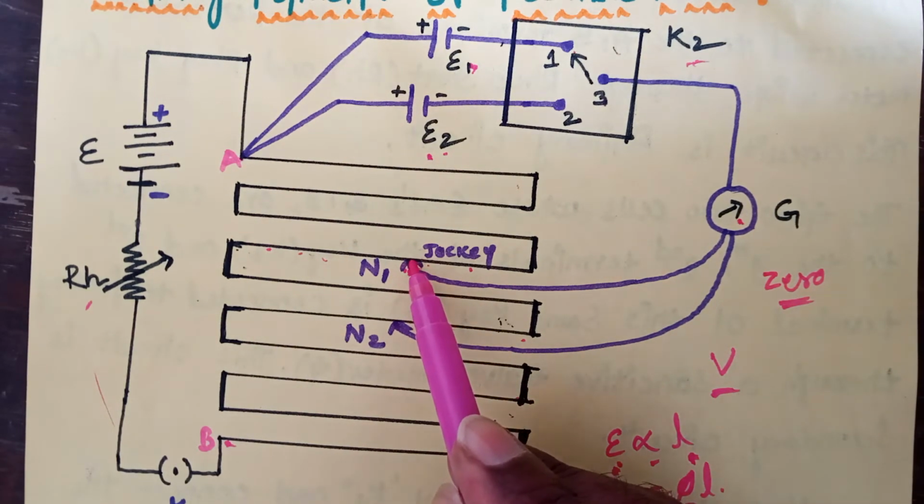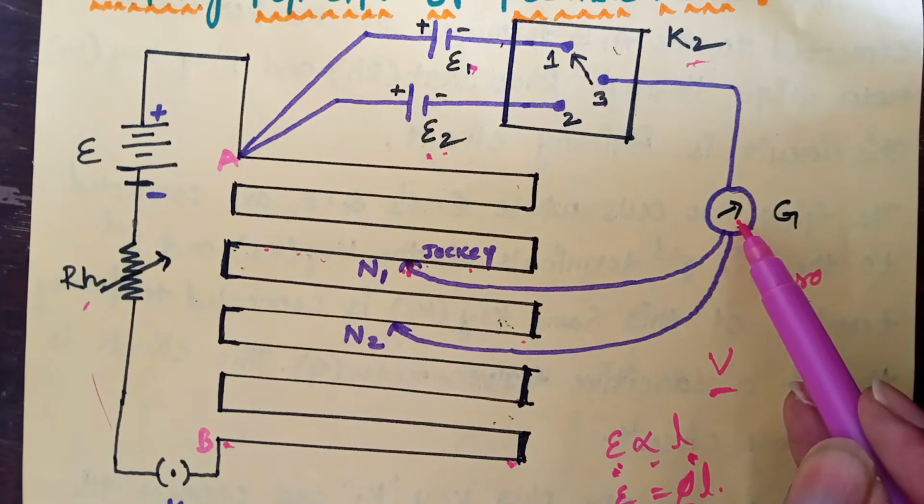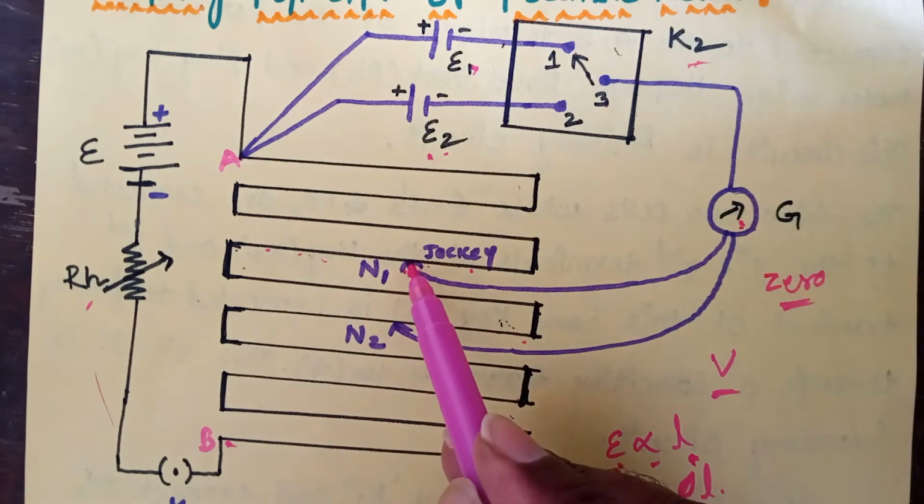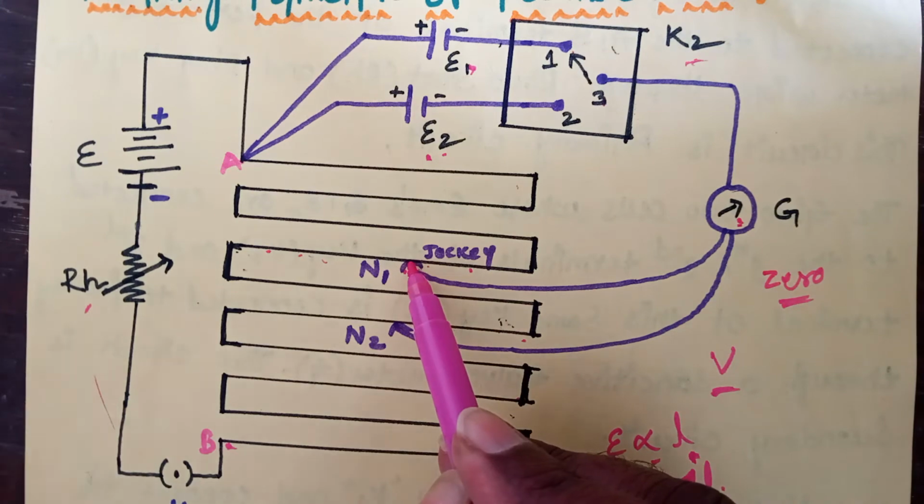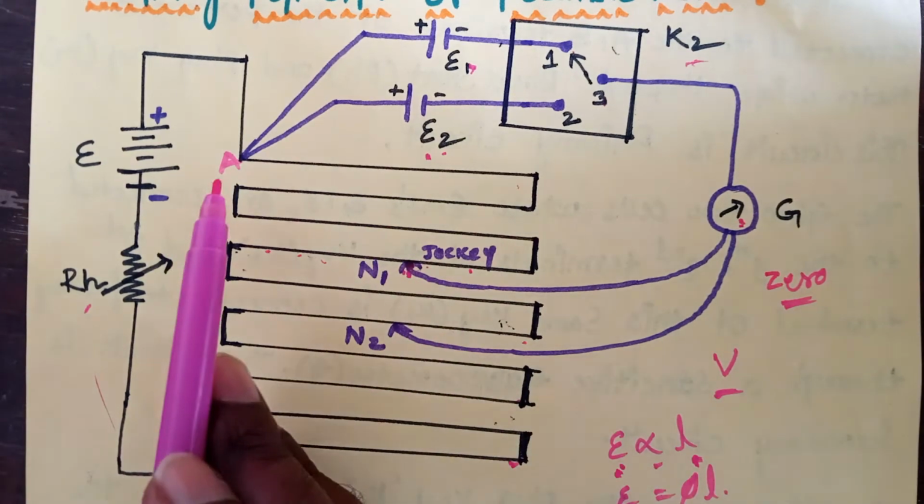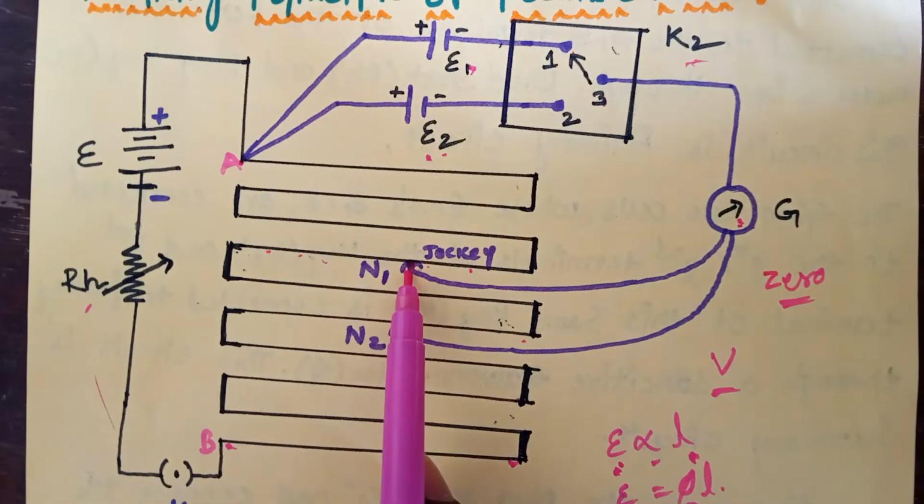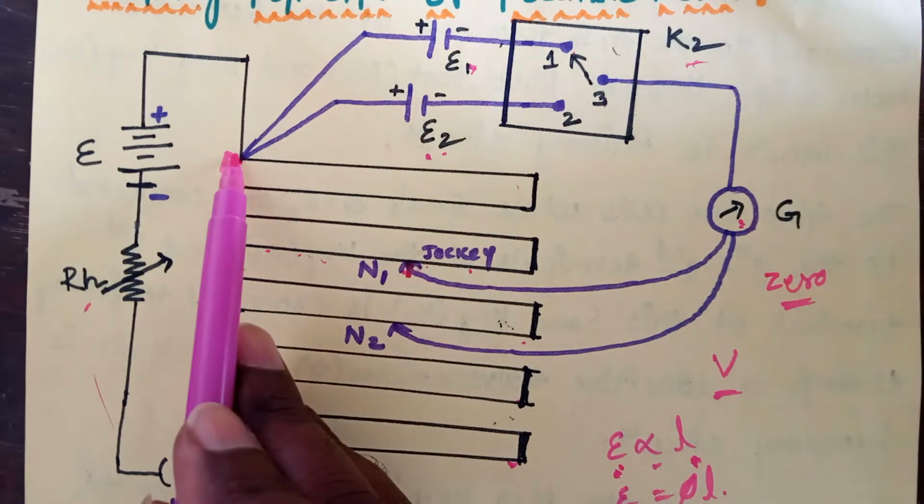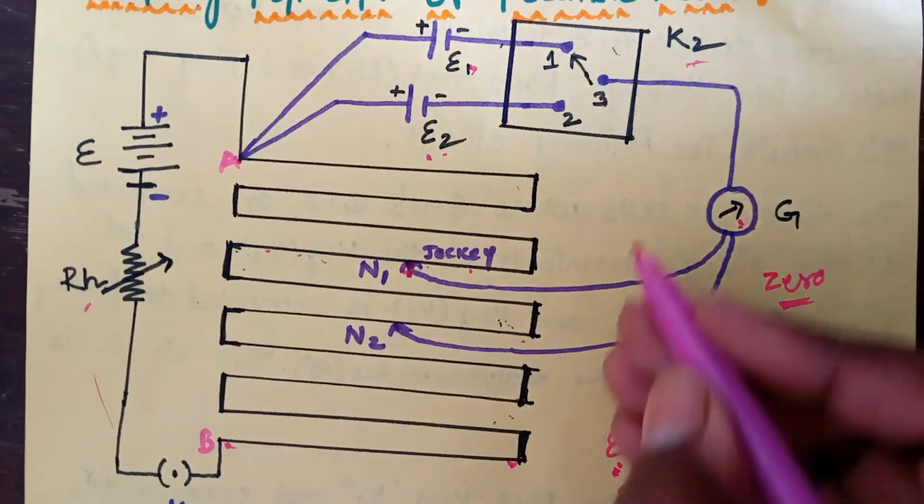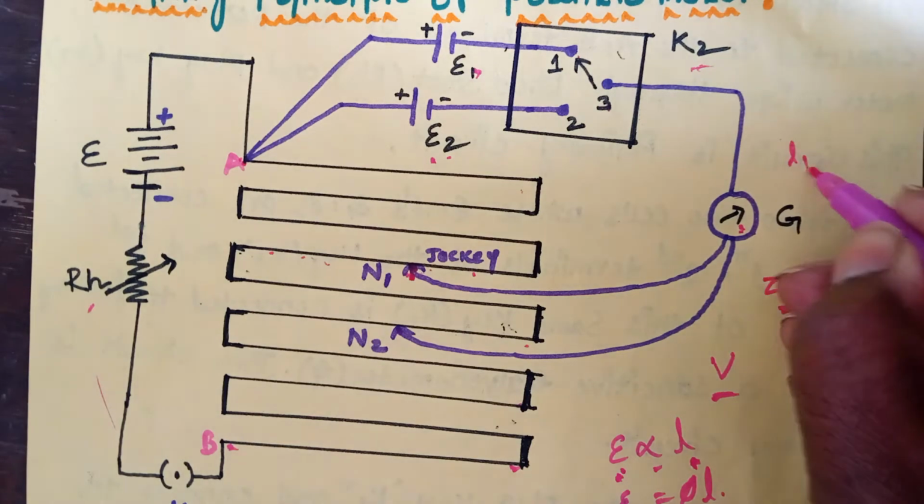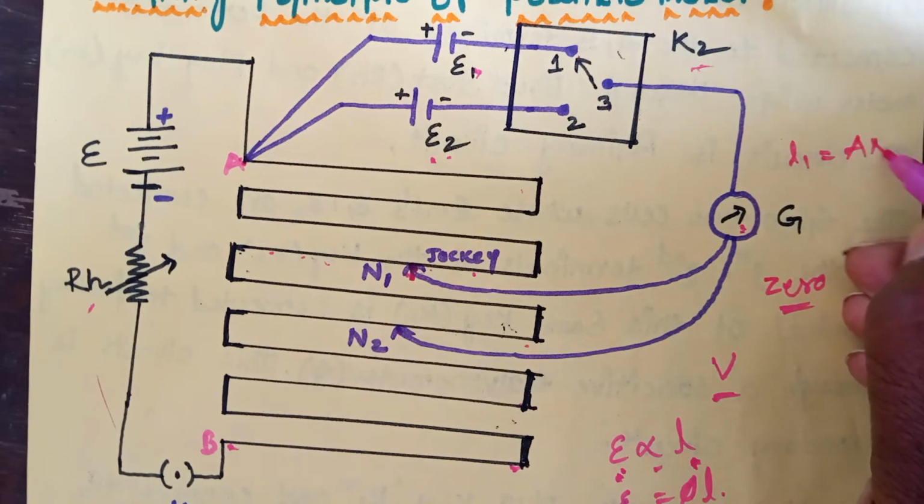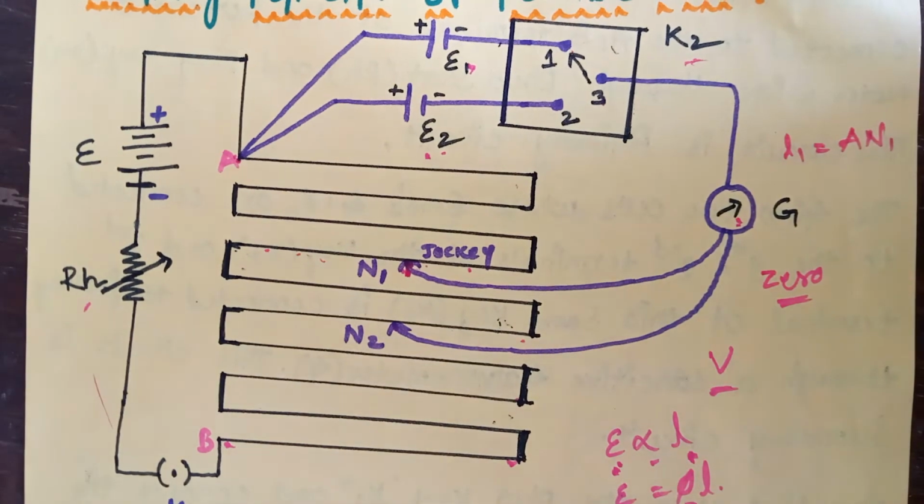You have to place the jockey until the galvanometer shows null deflection. Now you can measure the distance. Let L1 be the length of the first balancing point, AN1. So L1 is equal to AN1.